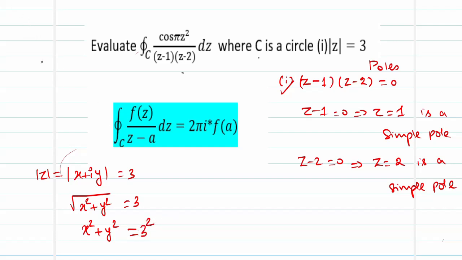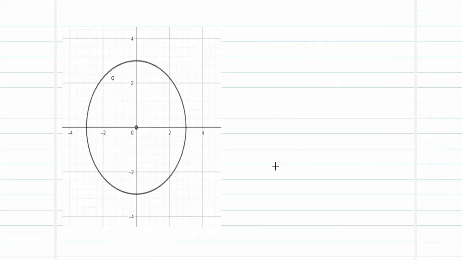This represents a circle with a center. What do you think is the center of the circle? Over here there is no x element and no y element, so 0, 0 is going to be the center. And what is going to be the radius? The radius is going to be 3 units. So this boundary is now plotted. We are going to draw a circle with center 0, 0 and radius 3 units.